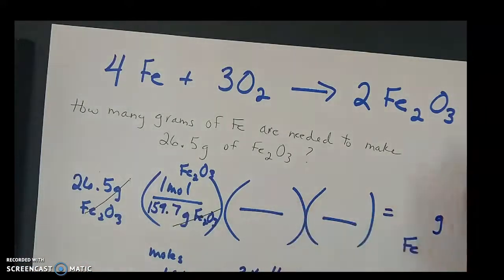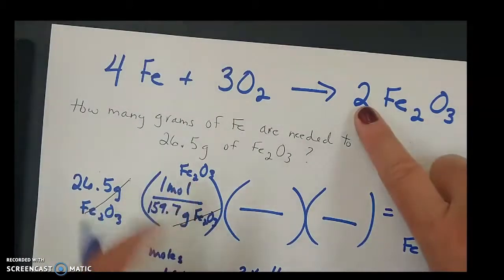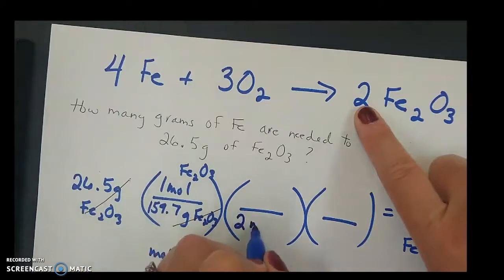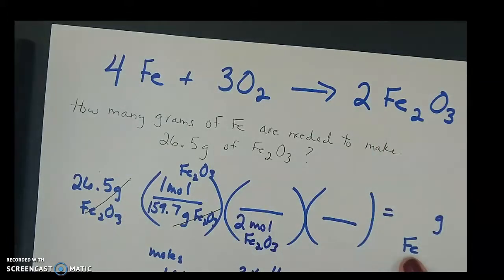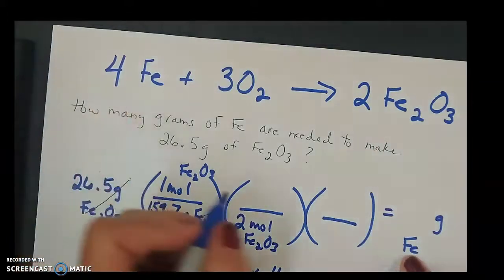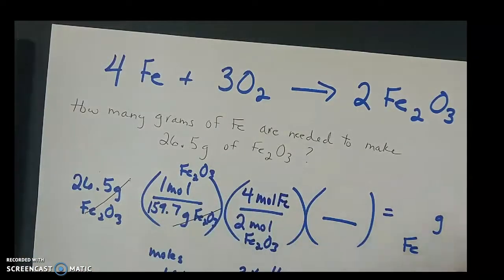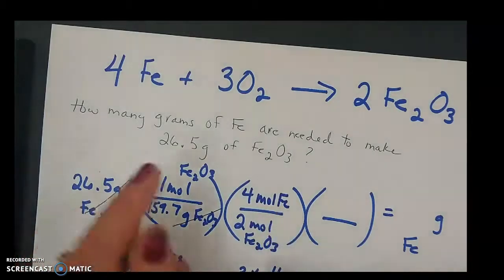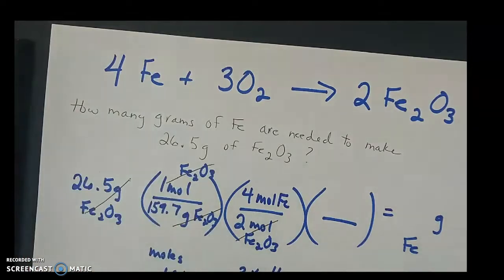Next, you're going to write your mole to mole ratio. So if you look in the chemical reaction, there's 2 moles of iron 3 oxide. And we're trying to calculate iron. So look at the number in front of iron, that's a 4. This is a 4 to 2 mole to mole ratio of iron to iron 3 oxide. I put iron 3 oxide on the bottom so I could cancel those moles. Moles over moles goes away.